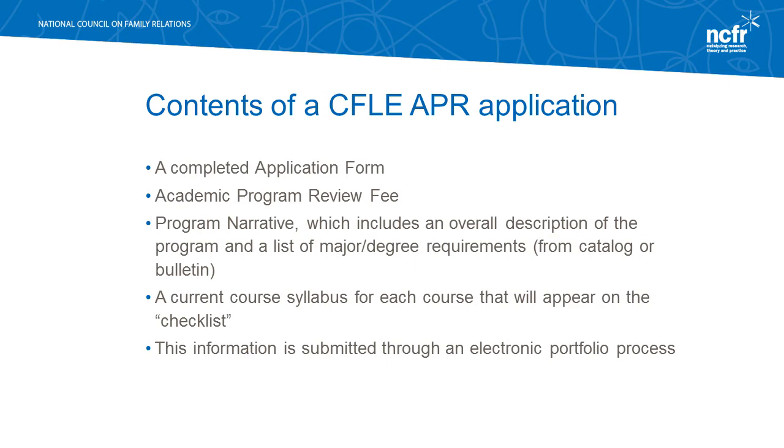The directions and guidelines document will tell you of these various aspects that need to be included in an application. One is the program narrative, which includes an overall description of the program and a list of major and degree requirements. That kind of information might have been taken from the catalog or from a bulletin. A current course syllabus for each of the courses that will appear on the checklist, and I'm going to show you what a checklist is in a few moments. And all of this information is then submitted, as I mentioned before, in an electronic portfolio process.